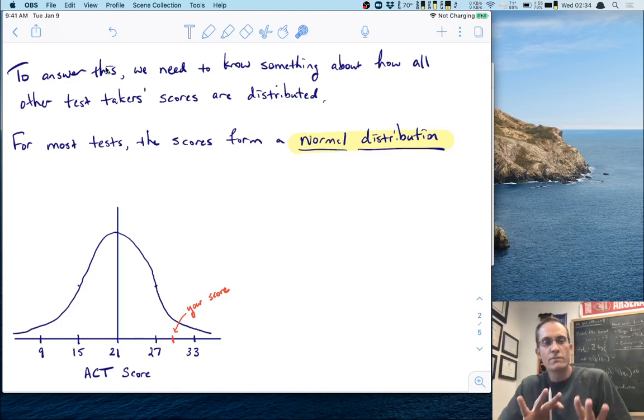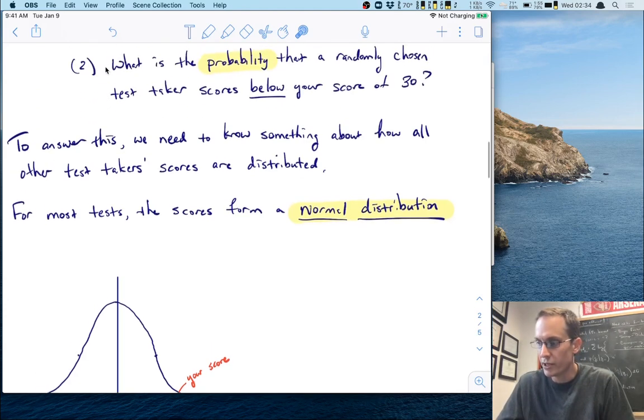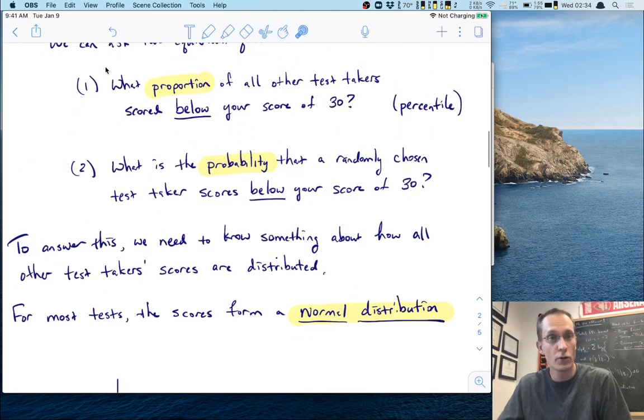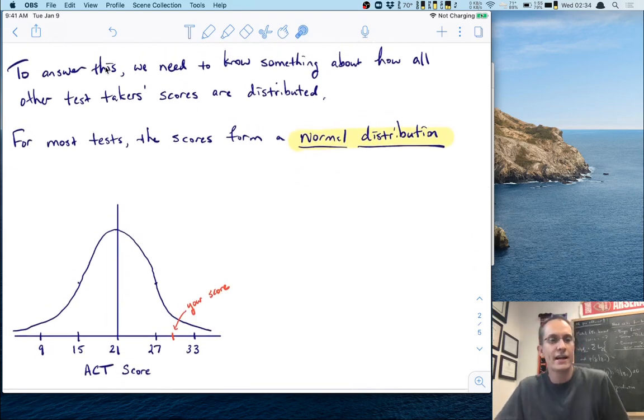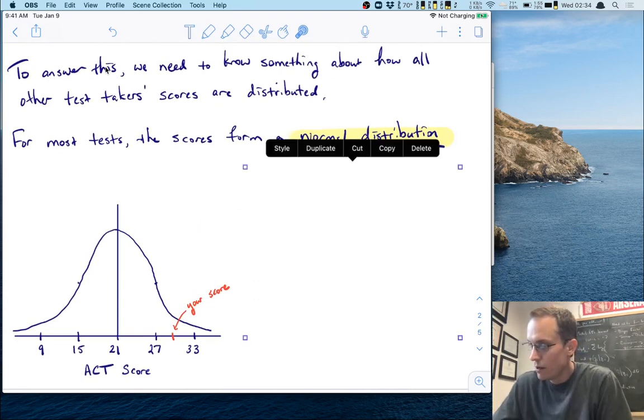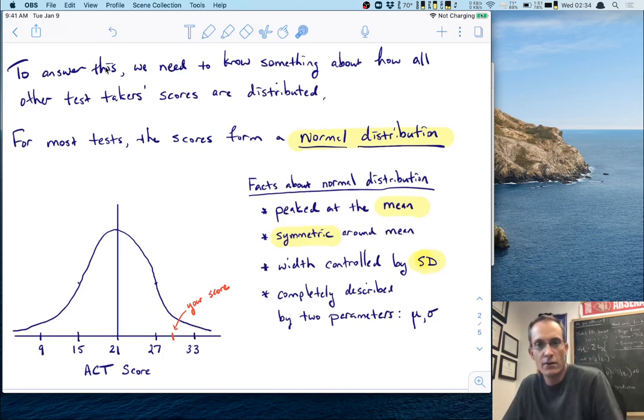So a couple of questions before we get into the question that we're interested in, which were these two equivalent questions. Let's talk a little bit about this drawing. How did I know to draw it like this? Well, that's because I know a few facts about the normal distribution. Let's look at those facts.